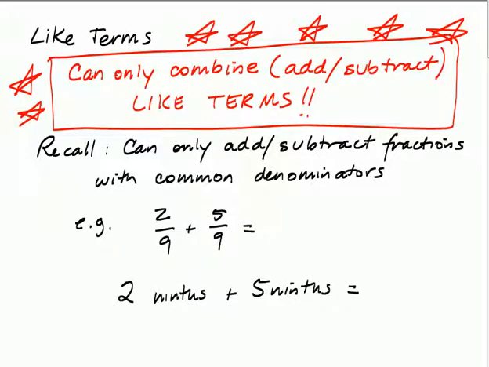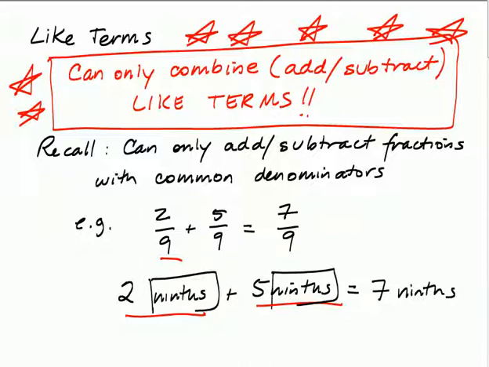Again, I've got to emphasize, and you see all those stars and it's in red, you can only combine, meaning adding and subtracting, like terms. We've seen something very similar to this before, when you can only add and subtract fractions with common denominators, because it's the same idea. In this first case, we've got 2/9 plus 5/9, so you're adding the same kinds of things, and you would end up with 7/9. So there's that principle again. These stay the same. What you're adding, that doesn't change. And to get this number here, you just add 2 plus 5 to get 7.